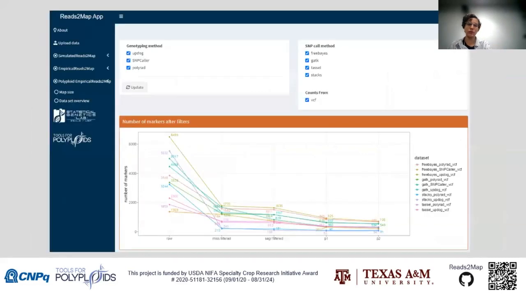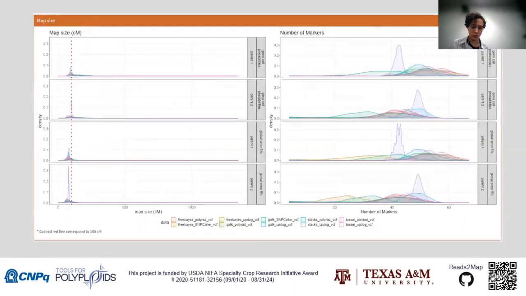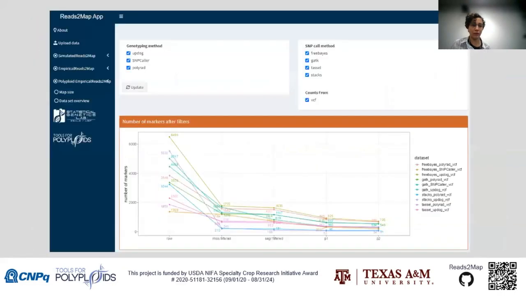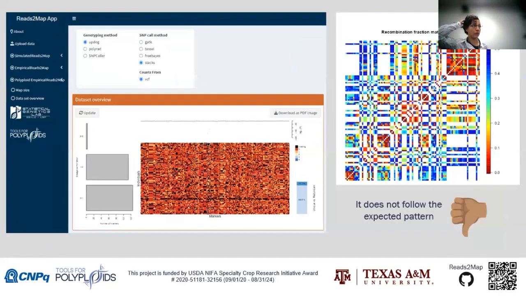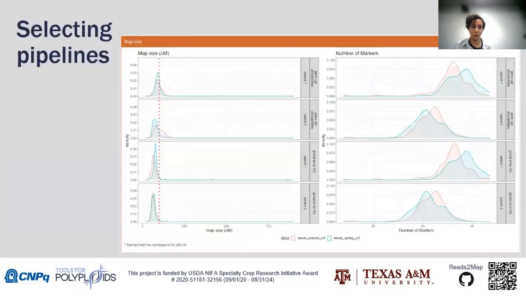Comparing to the other ones, stacks are the two bottom lines. So it's the one that most discarded markers. That's why it's a very sharp peak. And if you try to see the recombination fraction matrix for this combination, it was not good. And then I thought, oh no, it's better to go with another pipeline. And then I selected the two others that were good, tassel with polyRAD and tassel with updog. And the data sets that I ran showed that in general, running updog and polyRAD is a good idea for polyploids.